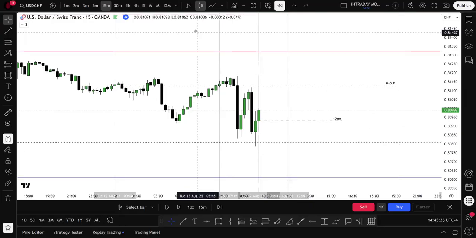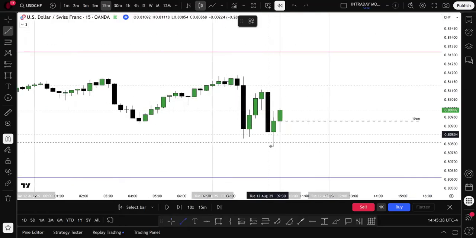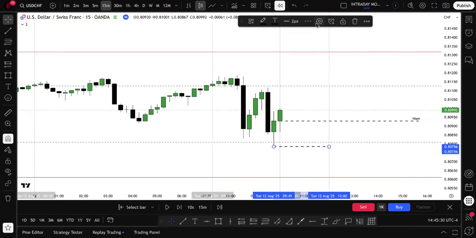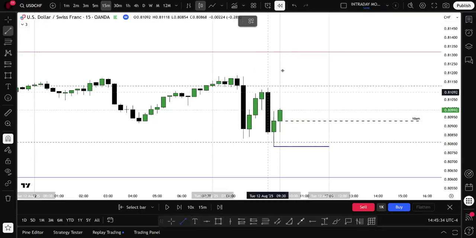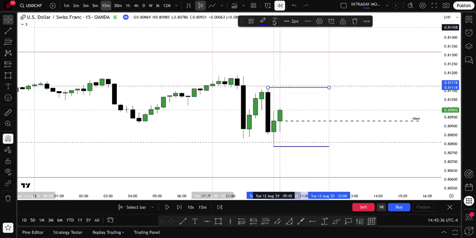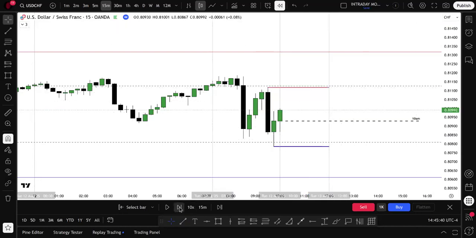Where's buy side? Where's sell side? Let's check it out. Got sell side here. I think this is the day it performed it. We got buy side up here. We can just mark off the most recent levels. We don't have to mark off every level. Let's play it forward.